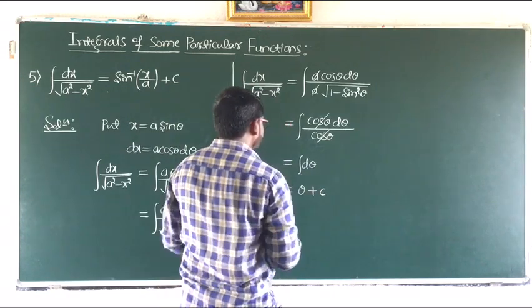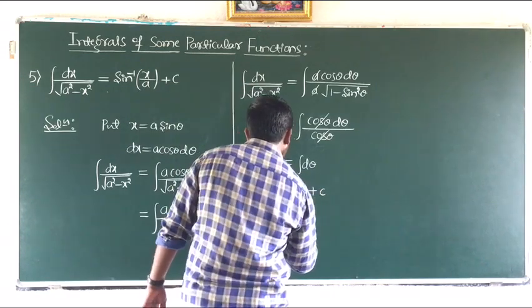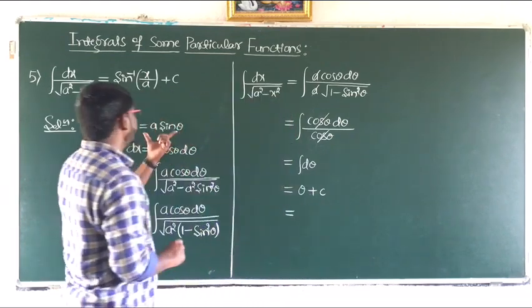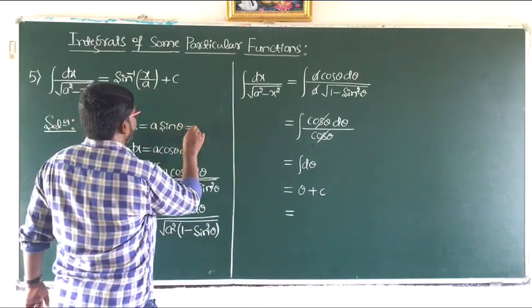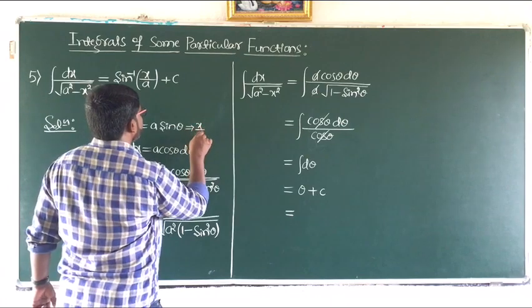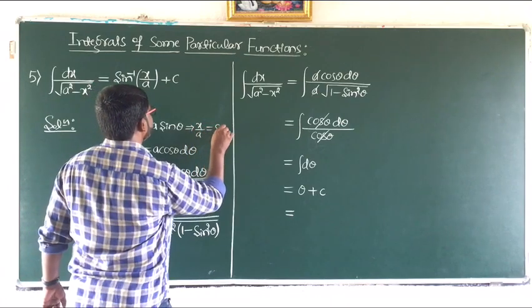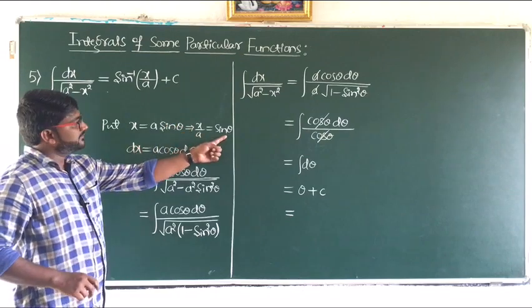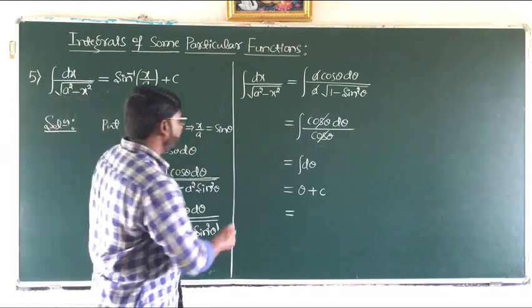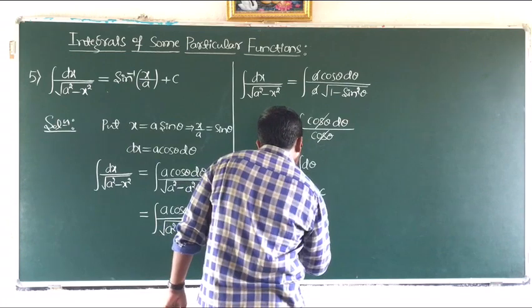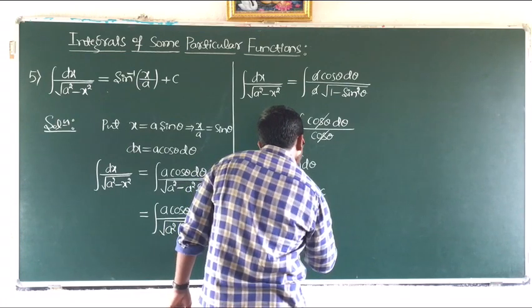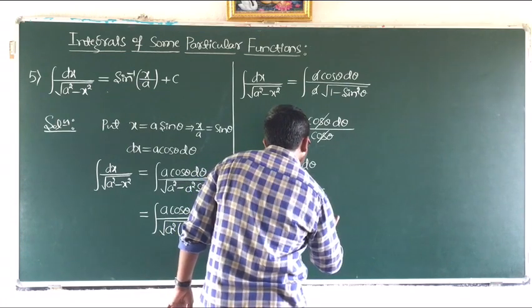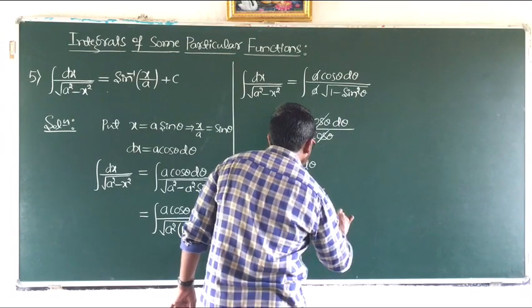So here theta can be written from this one. See here, x by a is equal to sin theta. I take a to the LHS. x by a equal to sin theta means theta equal to sin inverse x by a. It is sin inverse x by a plus c.